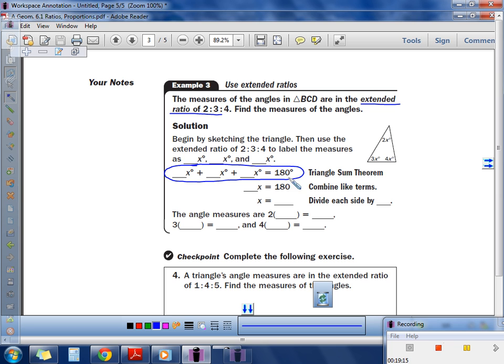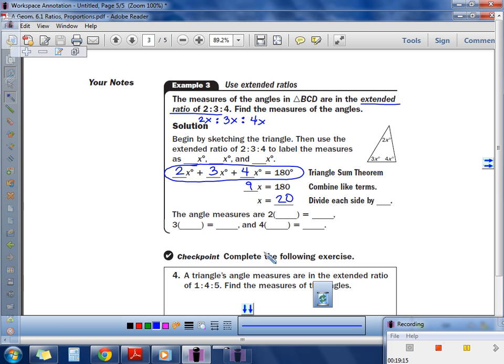These numbers right here are my x terms, kind of like we did on the rectangles. These are our x terms. 2 times some number, 3 times some number, 4 times that same number. We got to figure out what that number is. So it's 2x's plus 3x's plus 4x's. That's what we're going to simplify. 2 plus 3 is 5, plus 4 more is 9. 9x's equals 180. Divide by 9, and you get x is 20.